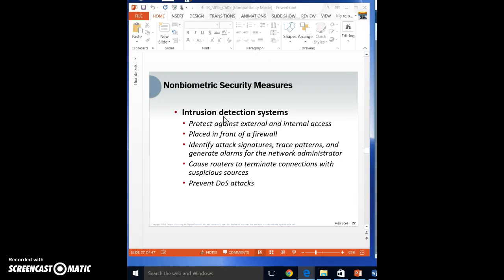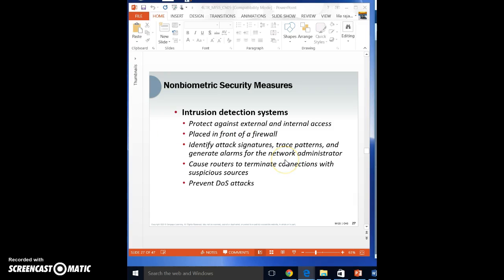Another non-biometric security measure is intrusion detection systems. Intrusion detection systems protect against external and internal access. They can be placed in front of the firewall, and can protect against both external and internal access. They can identify attack signatures, trace patterns, generate alarms for the network administrator, and cause the router to terminate connection with suspicious sources. These systems can also prevent denial of service attacks.